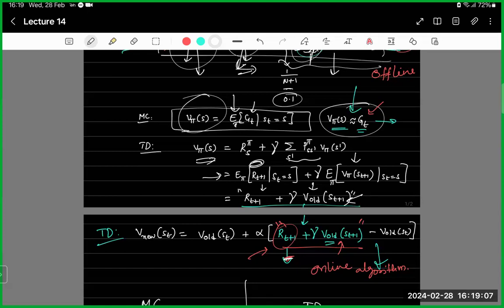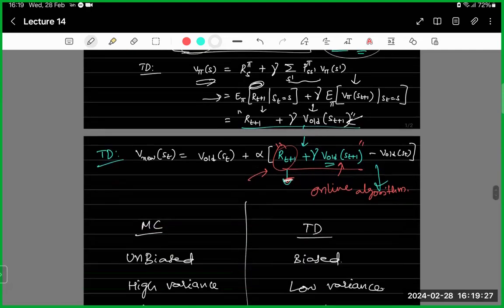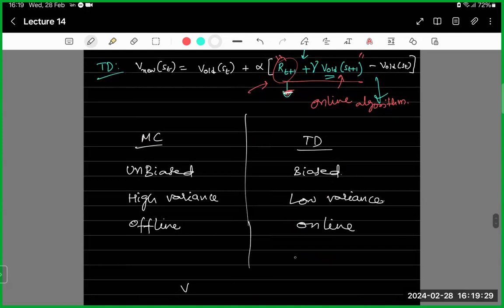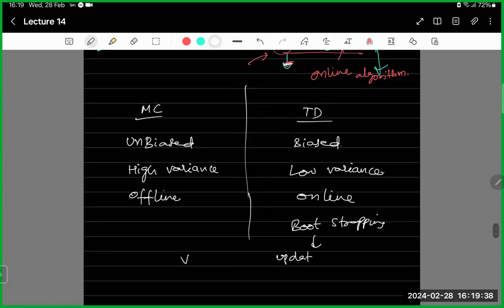You are looking at the value of your next state to update your current state value. So this terminology is generally called bootstrapping, where you are looking into the future and using that state's value to update your current state value. Okay, so in TD methods, there is bootstrapping. Bootstrapping means updating the value of ST based on the value of ST plus 1.